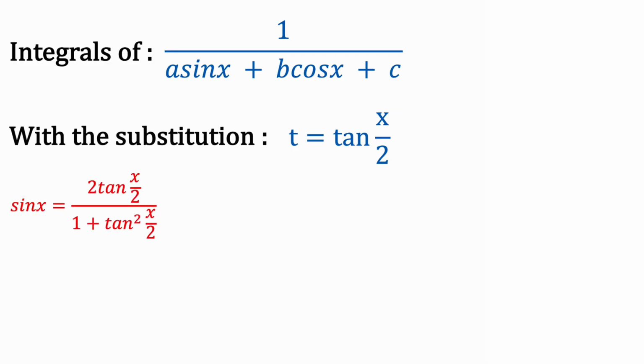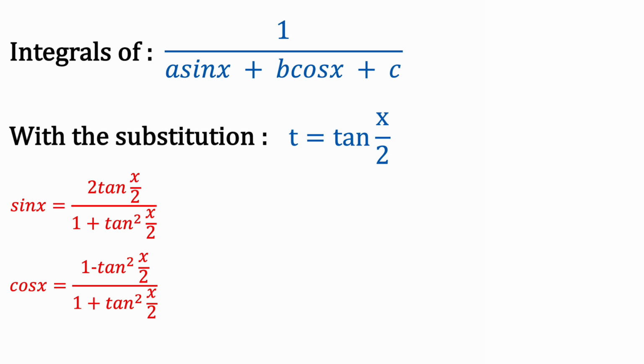Let's look at the relationship together. Sine x equals 2 tangent x over 2, divided by 1 plus tangent squared x over 2. We have a similar formula for cosine as well. The cosine of x is equal to 1 minus the tangent squared of x over 2, all divided by 1 plus the tangent squared of x over 2. Be mindful that whatever the angle for sine or cosine is, the angle for the tangent will always be halved.